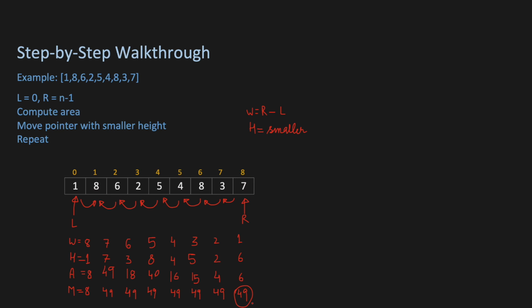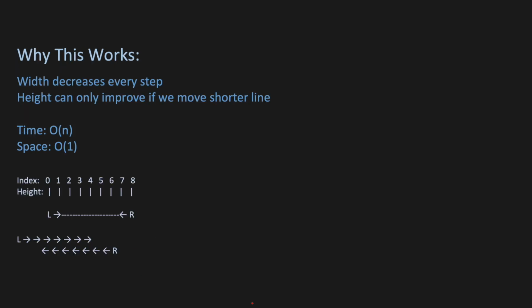At each step, we calculate the area and then discard the shorter line because it cannot help form a larger container. Each pointer moves only inward, so every element is processed once. Now that we are clear with the logic, let's walk through the implementation.